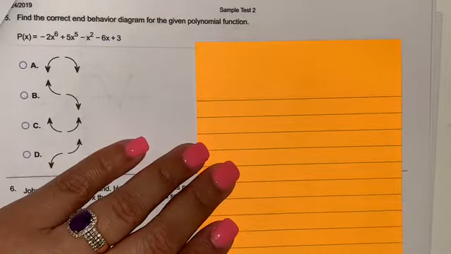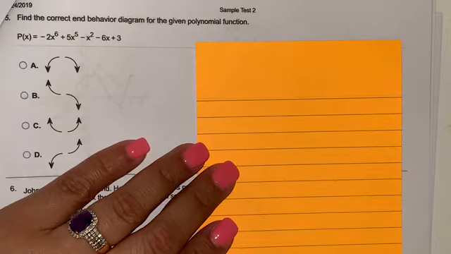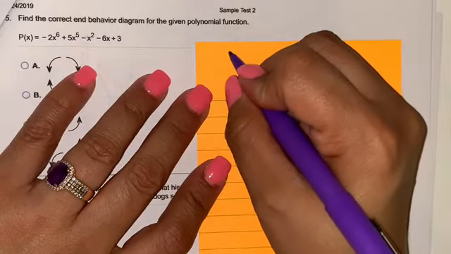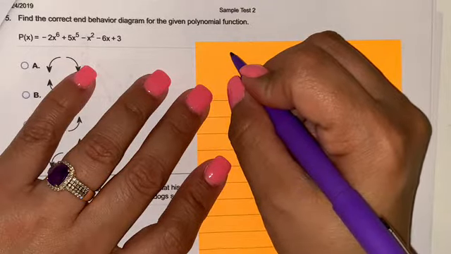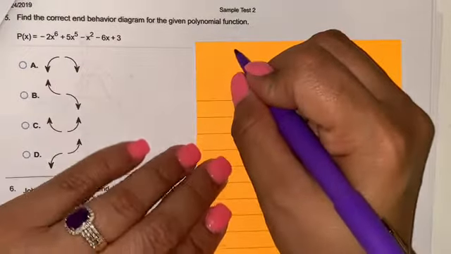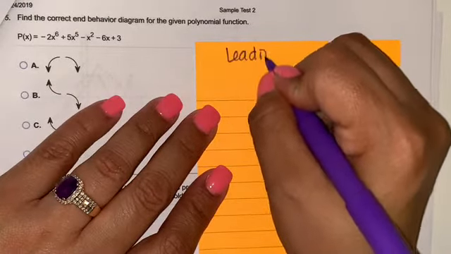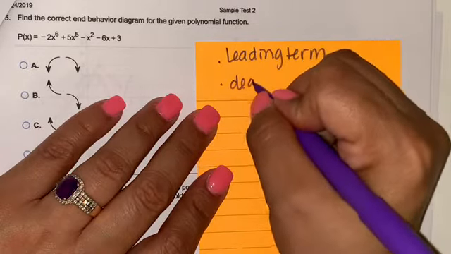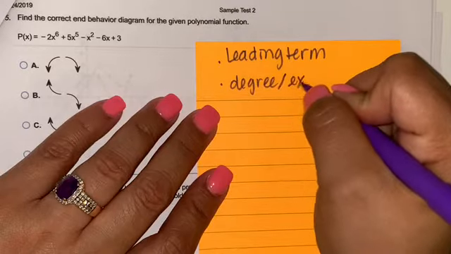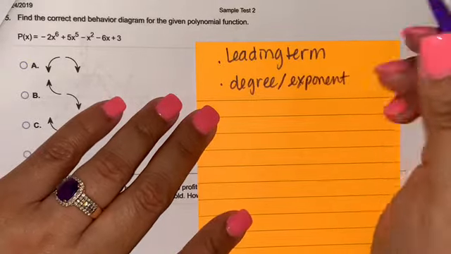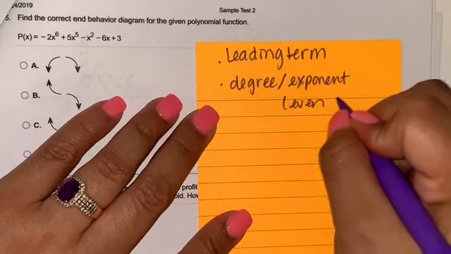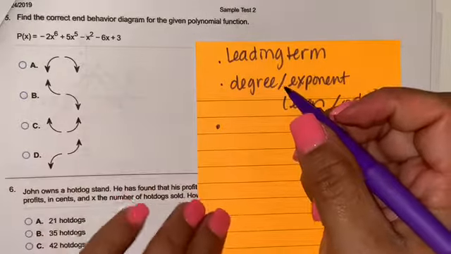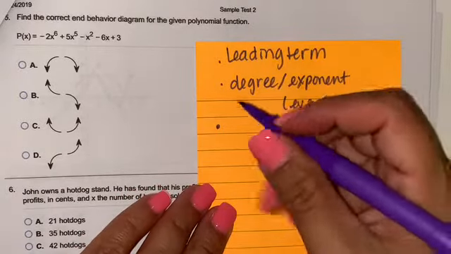Number 5, find the correct end behavior for the given polynomial function. P of x equals negative 2x to the 6th plus 5x to the 5th minus x squared minus 6x plus 3. So the first thing you need to do is find the leading term. Then you need to determine the degree, the same thing as the exponent. We need to see if it's even or odd. And then you need to look at the leading coefficient.